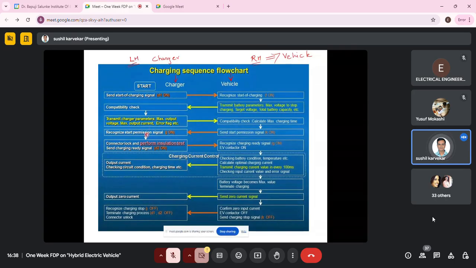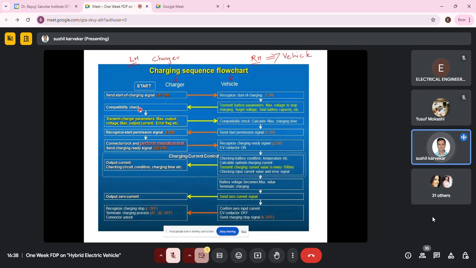Okay, next part which we are trying to understand is the transmit parameters. So we are going to provide the charging parameters. We are going to speak about the charging parameters, wherein we tell, okay, this is the maximum output which my charger is going to provide.